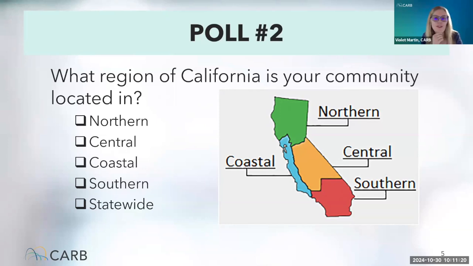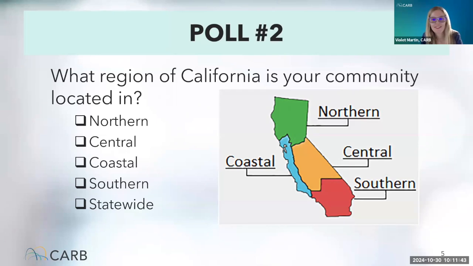Okay, results. So we got a lot of northern friends joining us today, myself included. I think a lot of CARB might be northern. And then we also have actually a good split between statewide, southern, and central. So, okay, good to know.